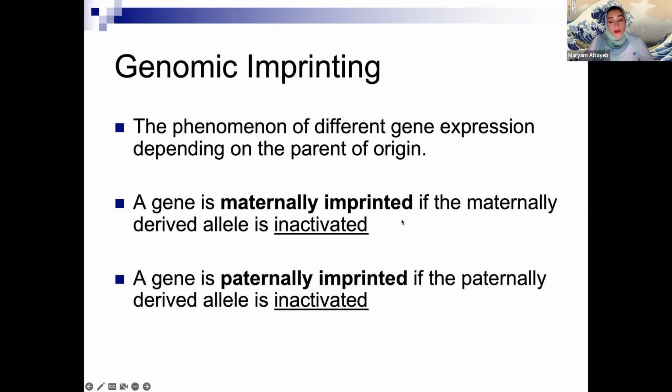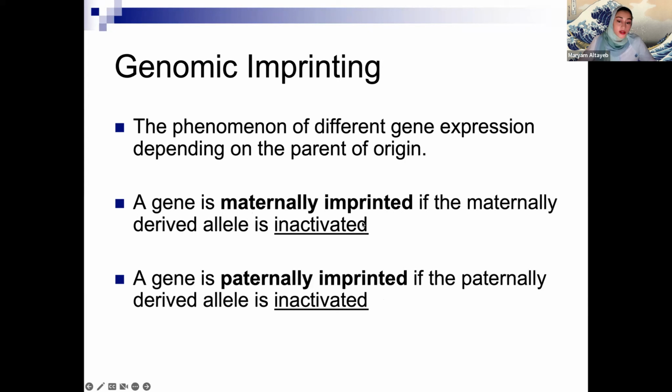So maternal imprinting is when the allele that you receive is already inactivated. And paternal imprinting is when the father's allele that you receive is inactivated. This is going to be important when we talk about this later on, because you're going to see that this principle is important in how some diseases manifest or don't manifest.